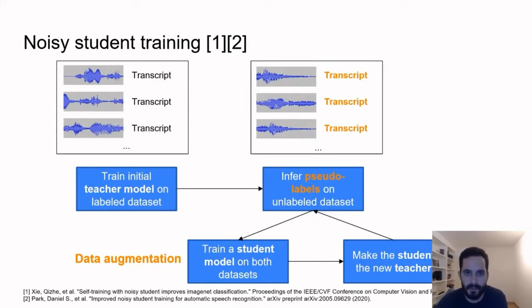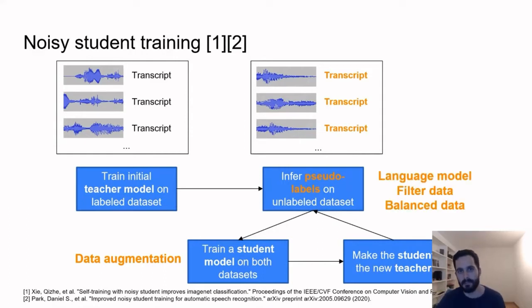There are multiple tricks used in practice to make this work better. For example, the teacher uses a language model trained separately on large amounts of text data during decoding, which can increase the quality of the labels significantly. The output data is also filtered by removing low confidence examples and balanced to match the supervised label distribution. The whole process is repeated for multiple generations and the best model is used for evaluation.